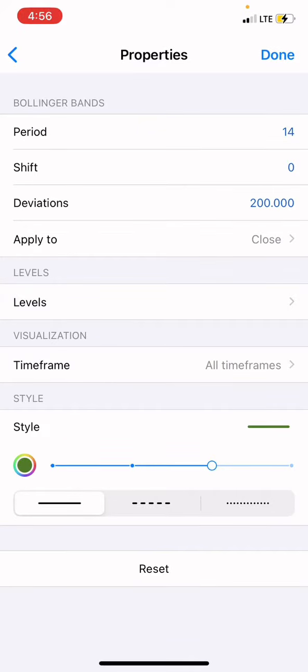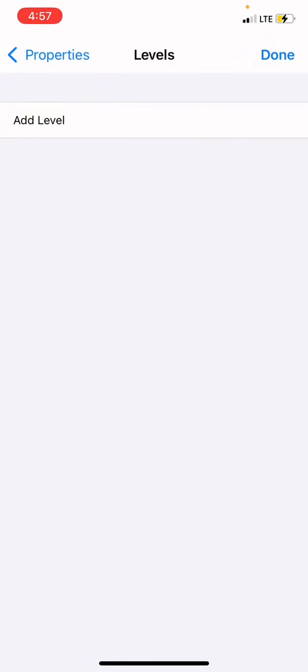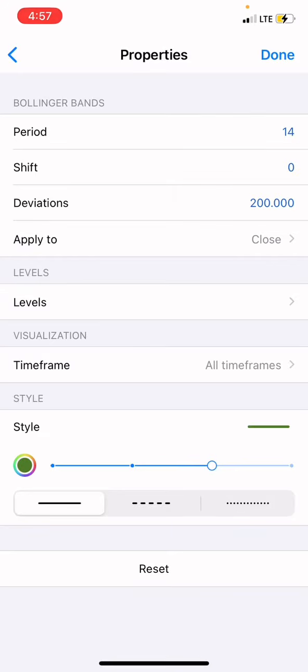So we are using a period of 14, shift of 0, deviation should be 200, all right, 200.000, just put 200 there, and then apply to close. Levels are not needed this time, so you skip it. And then for visualization, time frame, of course, all time frames. And then for styling, I'm using color green.